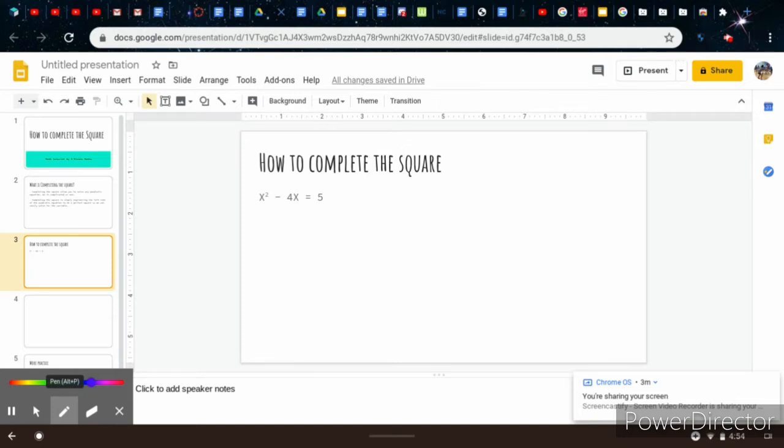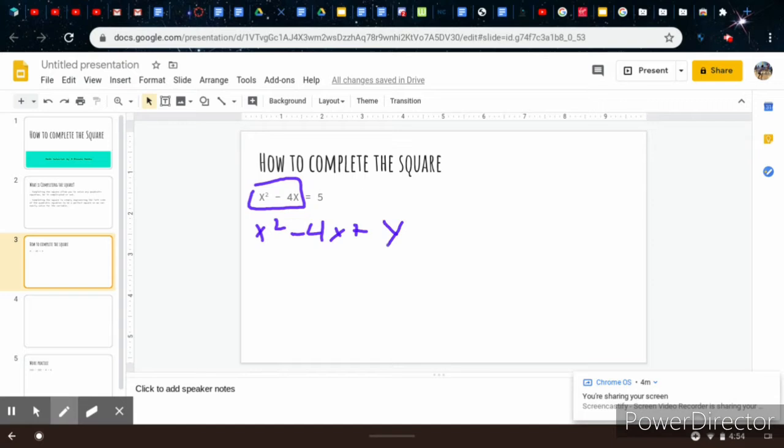In order to complete the square, we want to look at this left-hand side right here, x squared minus 4x. We want to make this left-hand side of the equation equivalent to a perfect square so we can easily solve for x. So it has to be x squared minus 4x plus some unknown constant. Just call that unknown constant y for now. So this x squared minus 4x plus y, we want that to be a perfect square.